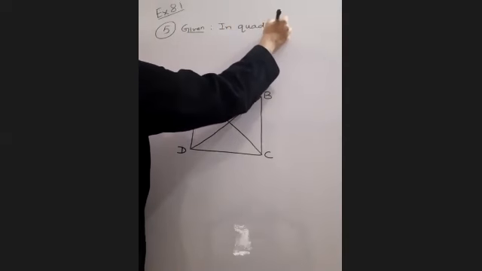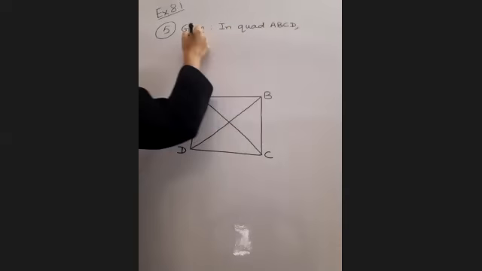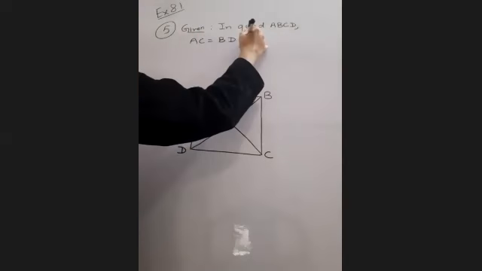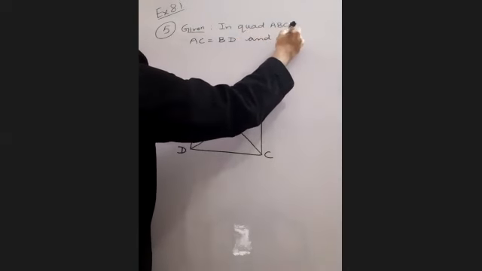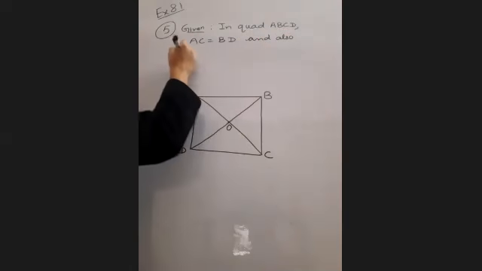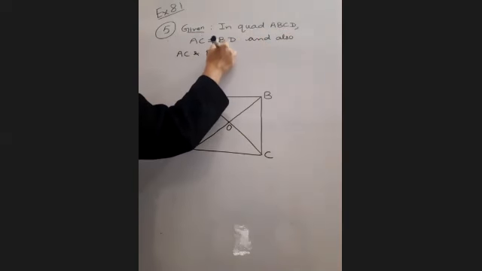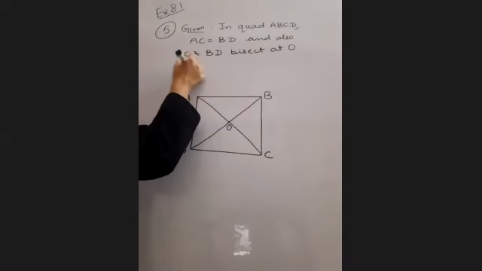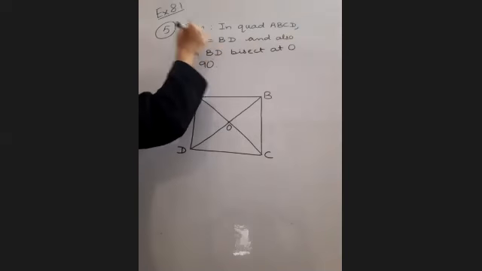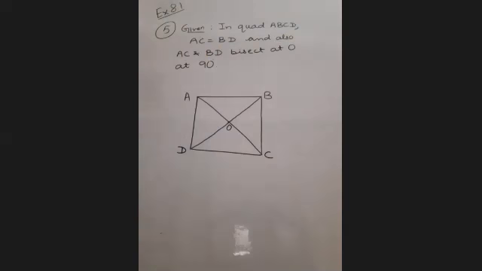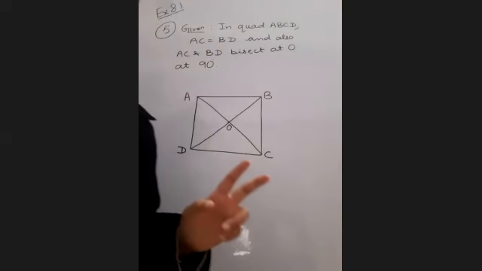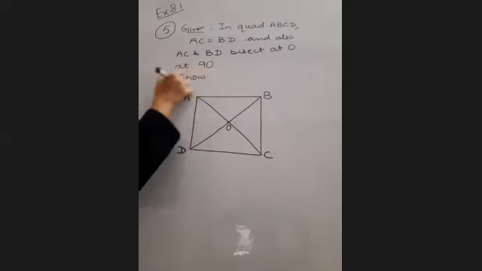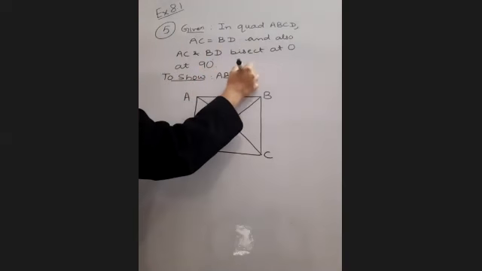Yes, in quadrilateral ABCD, AC is equal to BD, and also AC and BD bisect at O at 90 degrees. Clear? They are equal, they are bisecting also at 90 degrees. And what do we have to show? That ABCD is a square.